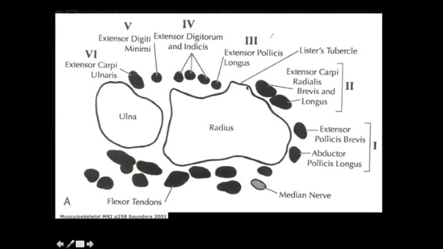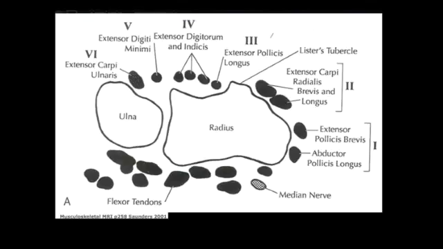We then have Lister's tubercle. In the third compartment, we have the extensor pollicis longus. Now, the extensor pollicis longus tendon will travel from medial to lateral. As we extend distally from the wrist, it will cross Lister's tubercle as well as the second compartment. Here we have the fourth dorsal compartment, which is made up of the extensor digitorum and extensor indicis. The fifth compartment is the extensor digiti minimi, and the sixth compartment is the extensor carpi ulnaris.